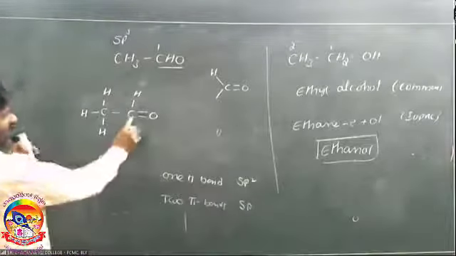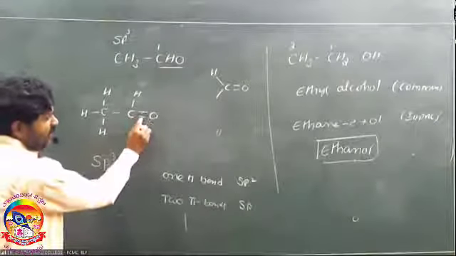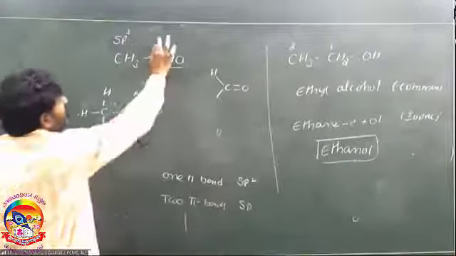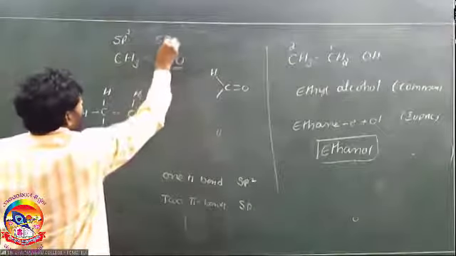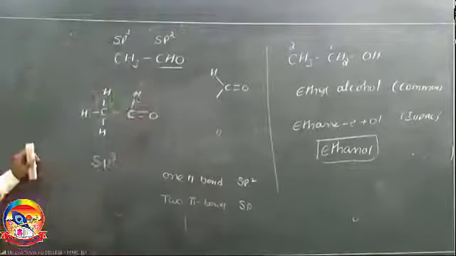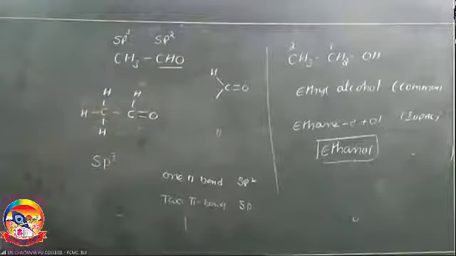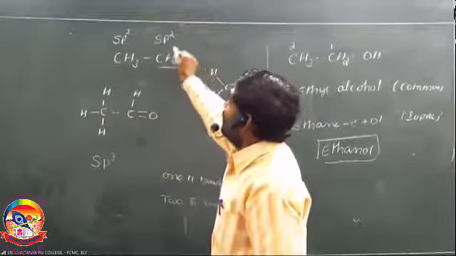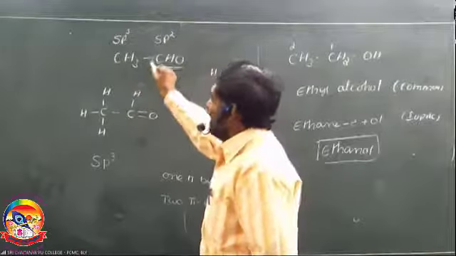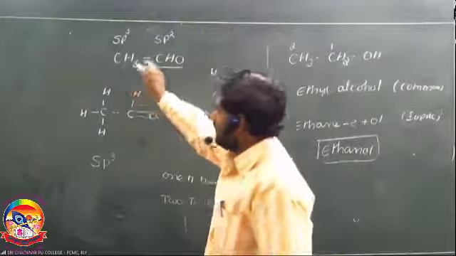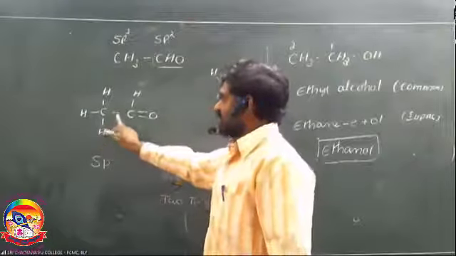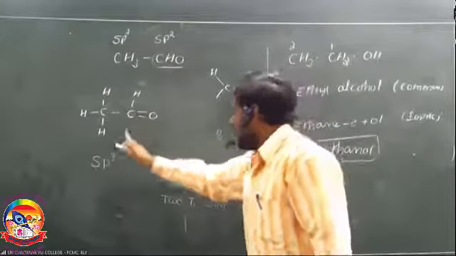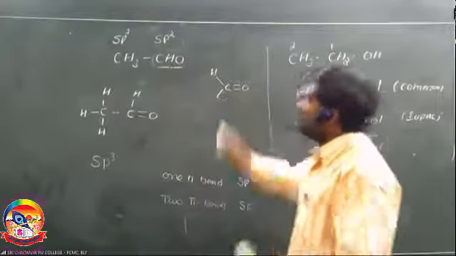Here this carbon is attached with 1 pi bond, so its hybridization is sp2. So the hybridization of the first carbon is sp2, and the second carbon is sp3. In carbonyl compounds, this carbon is called the carbonyl carbon. So the hybridization of the carbonyl carbon is sp2. The next carbon is sp3, because its tetravalency is satisfied by only single bonds. The carbonyl carbon is attached with 1 pi bond, so its hybridization is sp2.